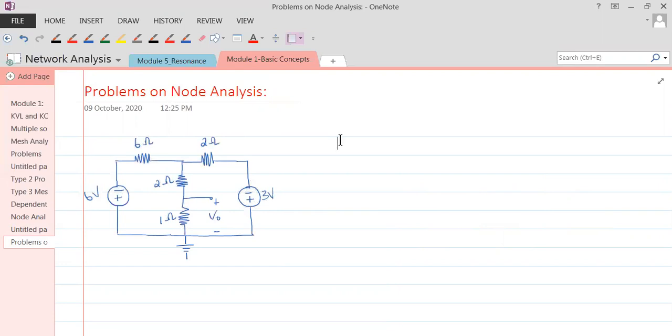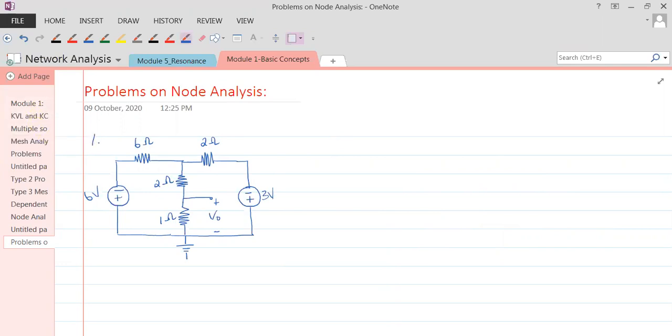Let's identify the type here. Which type of problem is this? This is a type 1 problem. In what sense is this a type 1 problem? There is no current source. Simple. Okay, so in this problem, what are we supposed to be doing?